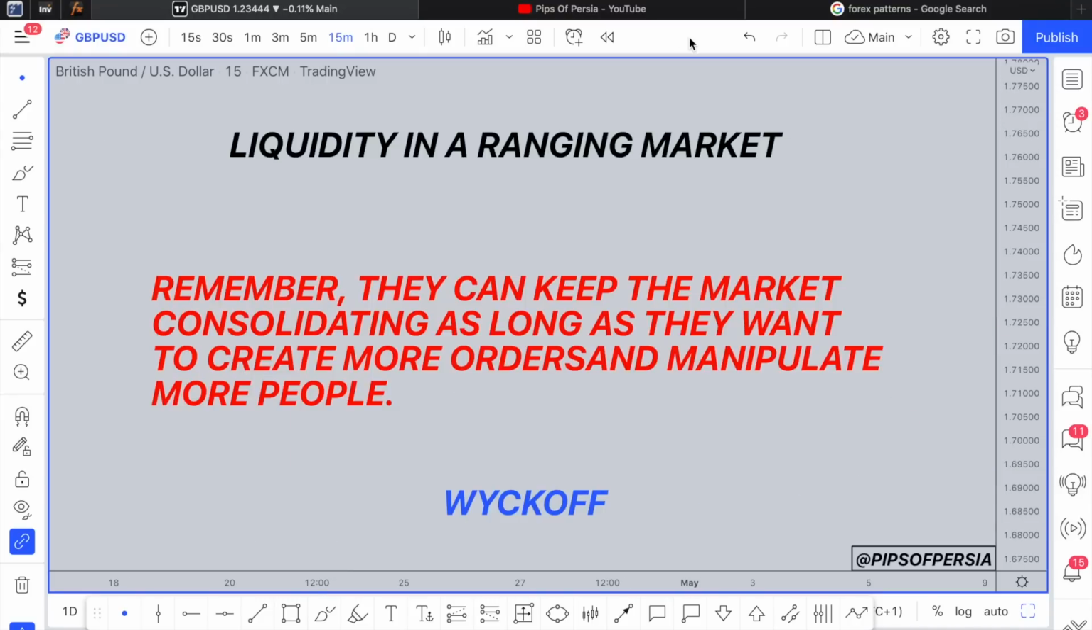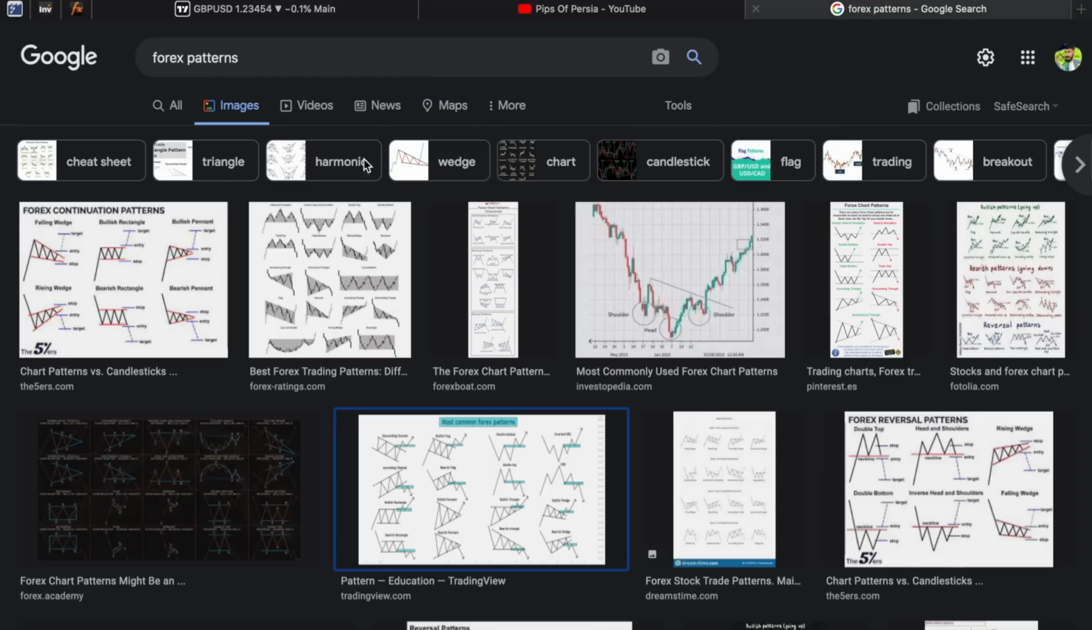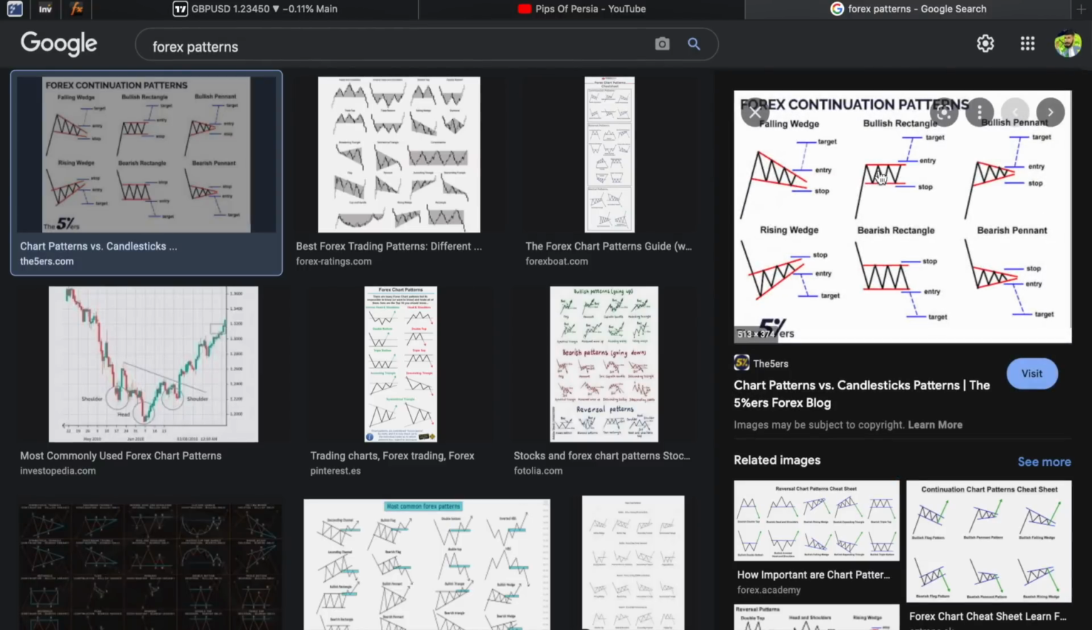Now, for you Wyckoff traders out there and for people who enjoy this style of trading, you have to know that liquidity in a ranging market is one of the most important things in our trading. The institutions can keep a market consolidating for as long as they want to create more and more orders. This is where a good understanding of liquidity helps us to know if a ranging market is likely to go up or down, and not necessarily having to trust these market patterns where, for example, they just draw a random consolidating zone and say, oh, if it breaks up, trade it up. If it breaks down, trade it down. No, we're not breakout traders here.